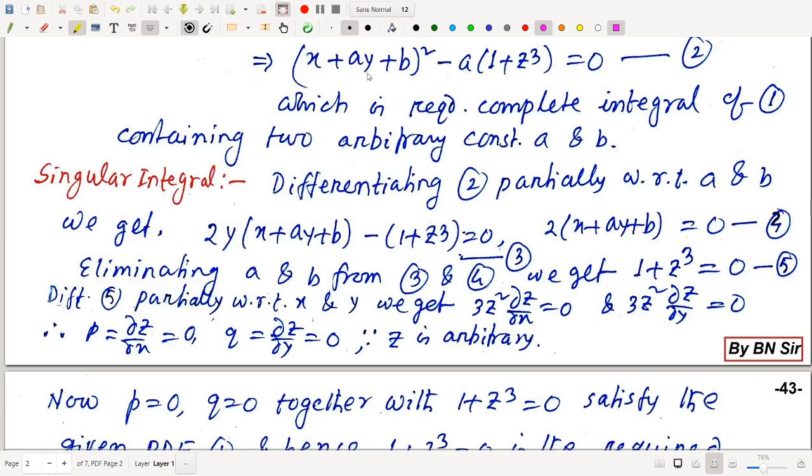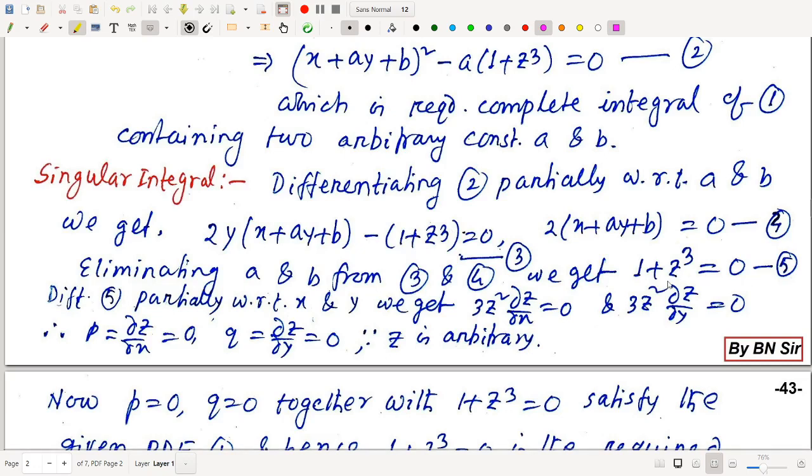So if we differentiate with respect to a, it will be twice x plus ay plus b into the derivative of this with respect to a, which means y. And here with respect to a it is only 1 plus z cube with a minus sign. So number 3. And if we differentiate it with respect to b, we get twice x plus ay plus b into 1, because the b derivative is 1. And here no b, so 0. Now number 4. Now this value if we put here in number 3, we get minus 1 plus z cube, 0, meaning 1 plus z cube is 0.